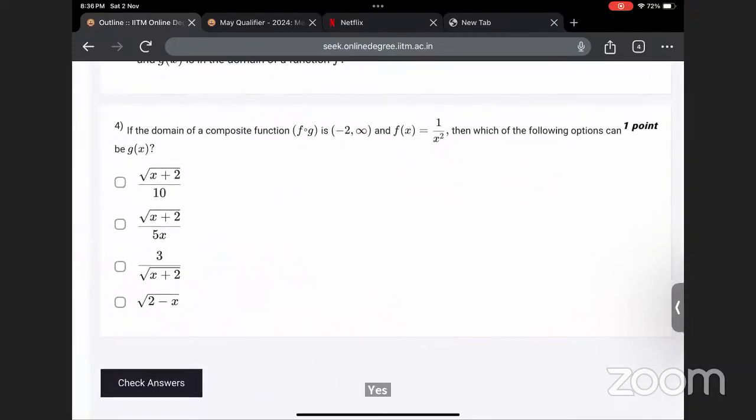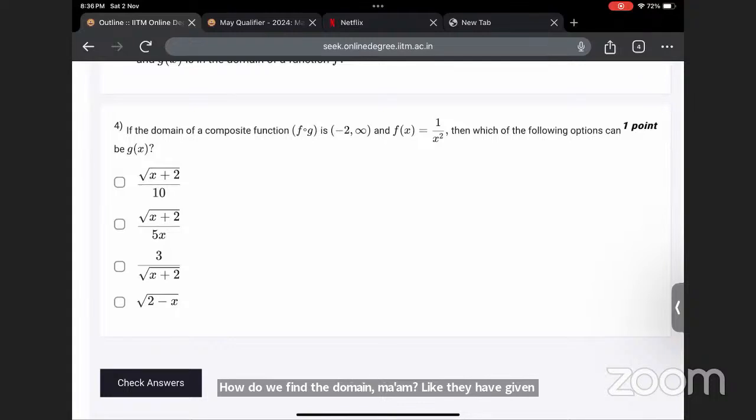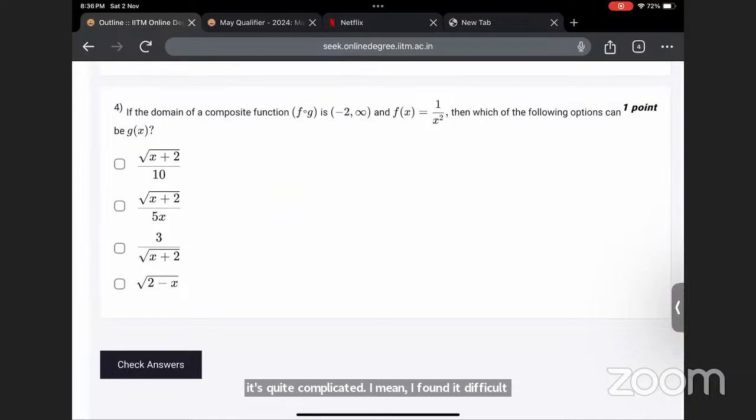So what is the problem? Ma'am, even I'm having the same doubt. How do we find the domain, ma'am? They have given the domain for f compose g and it's quite complicated. I found it difficult to solve this.